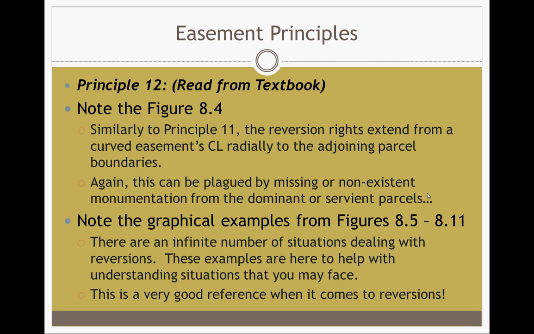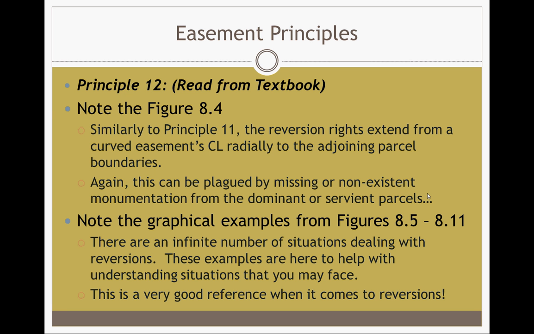If we look at Principle 12, it's a very similar principle. Reversion rights to the lots in the middle of a block extend radially to the center line of the street on a curved street. So if you look at Figure 8.4 on page 222, you see how the reversionary rights come out still perpendicular, but they are based off a radial extension from that curve. And so you see the reversion rights, the dashed lines. Now, similar to Principle 11, the reversionary rights extend from a curved easement radially to the adjoining parcel. Again, this can be complicated because if there's not any monumentation, or the dominant and servient parcels are having a disagreement between each other, you can have all kinds of problems.